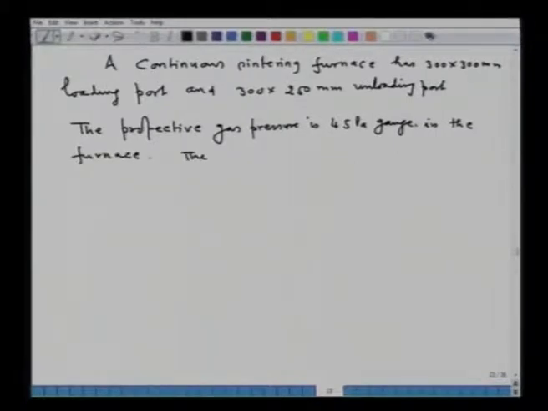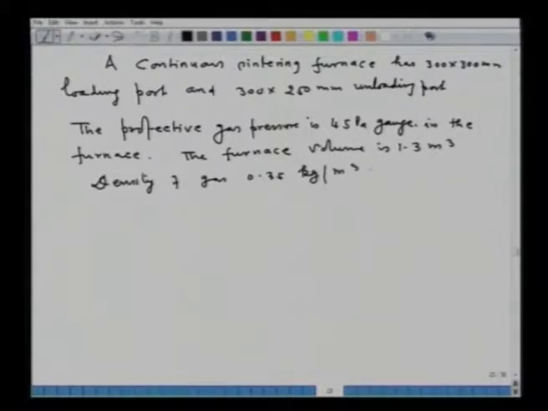Furnace volume is 1.3 meter cube. Density of gas is 0.35 kilogram per meter cube. Now, assume contraction coefficient 0.65 and neglect friction.